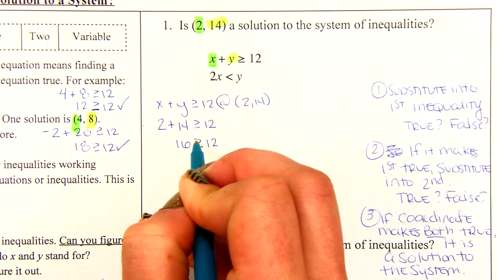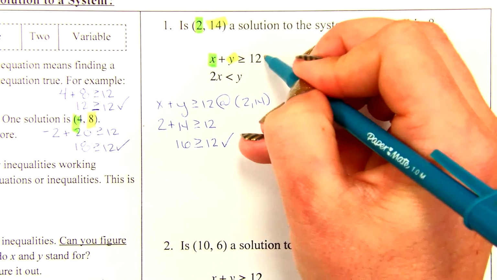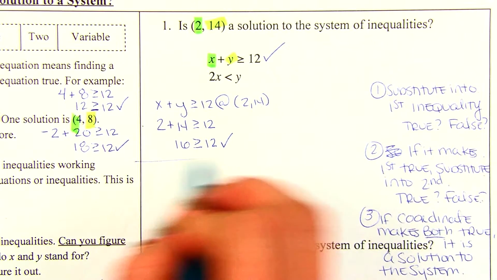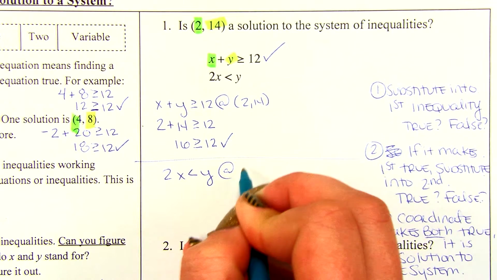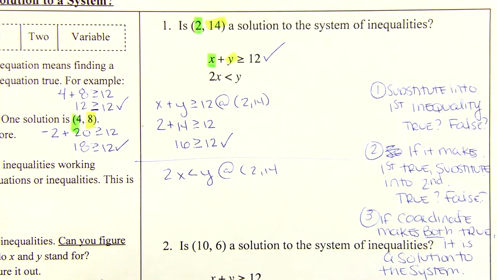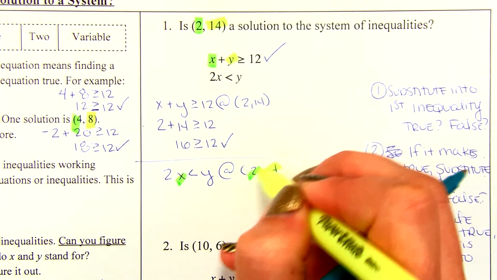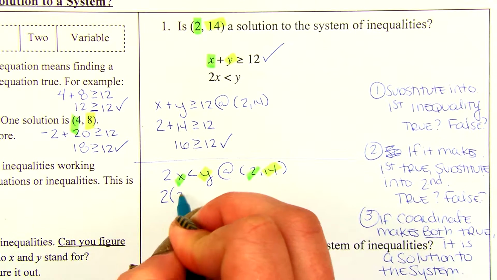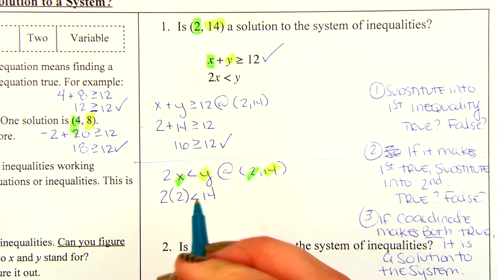Is 16 a greater than or equal to number to 12? Yes. So since it makes the first one true, I'm going to substitute that number into the second inequality. So 2x is less than y at 2, 14. So again, I'm going to substitute 2 in for x and 14 in for y. So this will be 2 times 2 is less than y, which is 14.